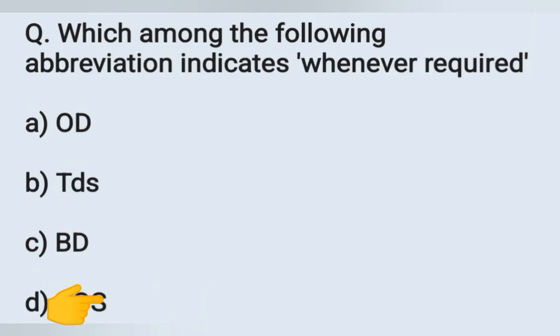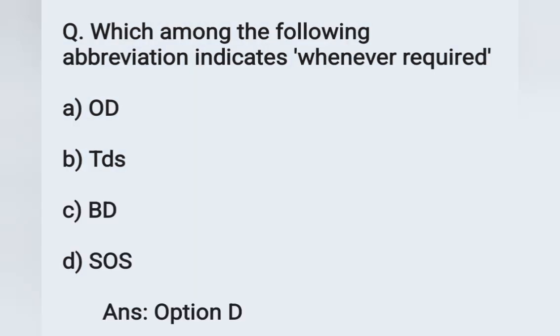And the next question is, which among the following abbreviations indicate whenever required? Options: option A OD, option B TDS, option C BD, option D SOS. If required or whenever required is SOS. Option D is the correct answer. BD means 2 times or twice a day. Here the correct answer is option D, SOS.